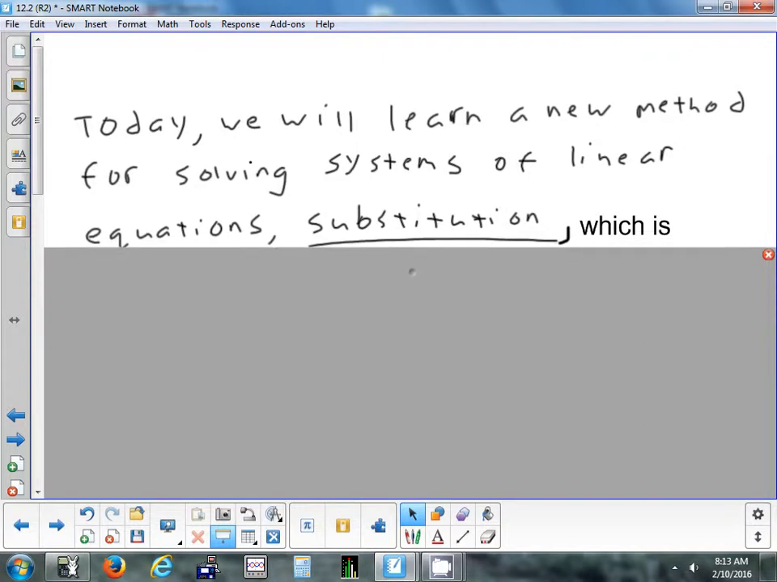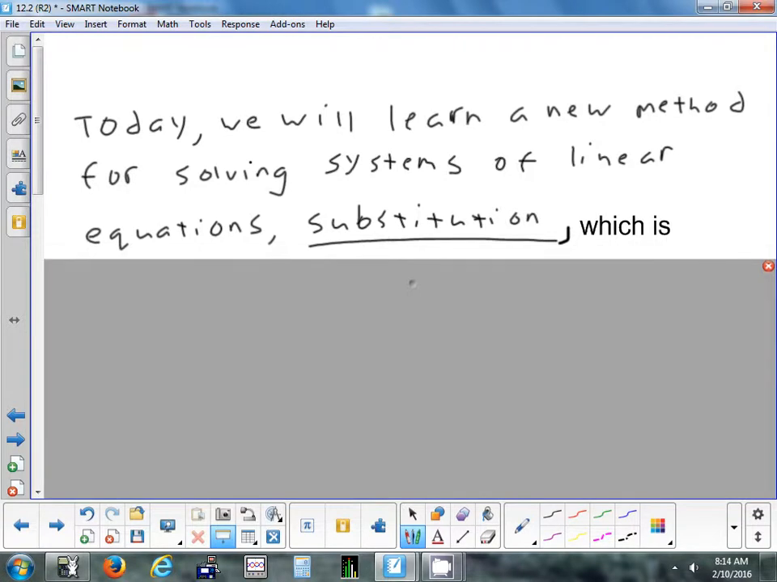What did we do yesterday? How did we solve them yesterday? Yeah, we graphed yesterday. Like Mr. Hager said yesterday, there's a bunch of different methods. We did graphing yesterday. We're going to do substitution today and again tomorrow, and then the third method we're going to talk about next academic.